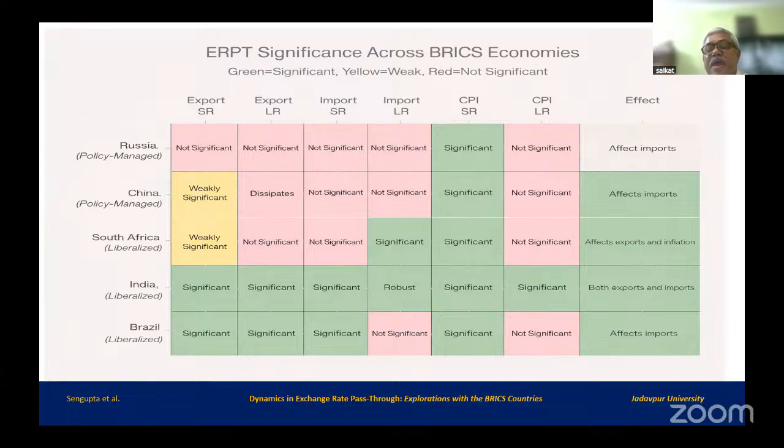So you would see in a nutshell that across the 5 BRICS countries, there are differences in the results, and accordingly, they have implications for the economy. Next.